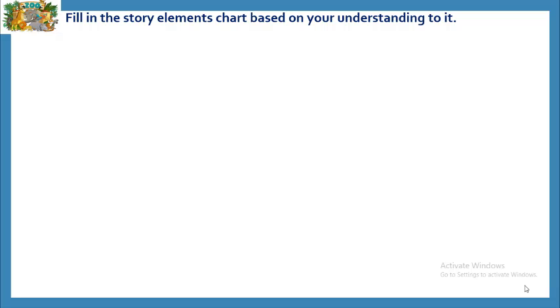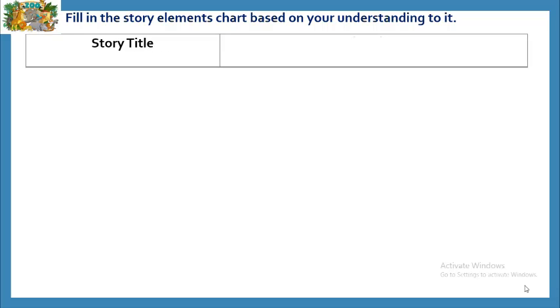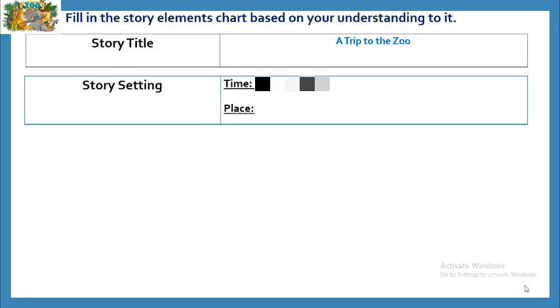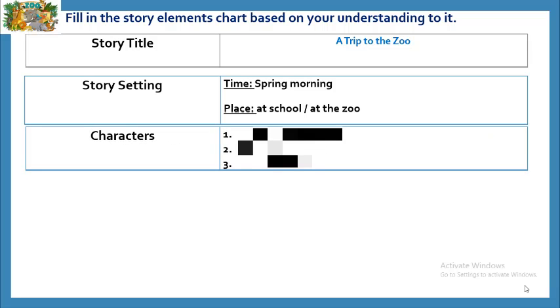Finally, fill in the story elements chart based on your understanding of it. Let's start with the story title. The title is A Trip to the Zoo. Very good. Let's move to the story elements. When did the story take place? In a spring morning. Perfect. Where did the story take place? At school and at the zoo. Excellent. Now, who are the characters in the story?